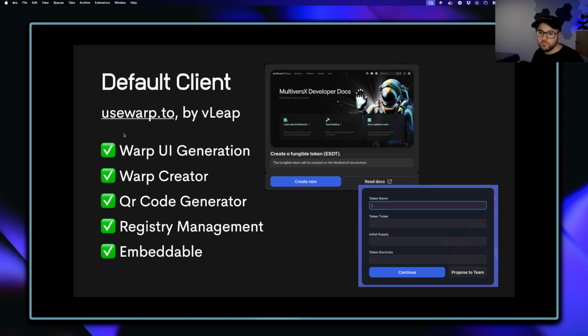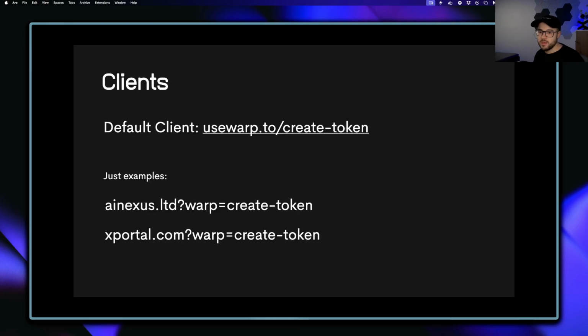Yes, and then usewarp.2 also comes with some other features like the warp creator. These JSON blueprints don't have to be created through a text editor only, but you can actually create and inscribe them through the usewarp.2 tab. It comes with other features like a QR code generator and more. So each warp that you create also has a cool QR code that you can share.